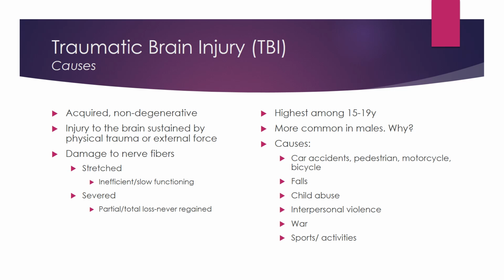So again, TBIs are acquired and non-degenerative, meaning that they don't progress over time, but it is injury to the brain because of a physical trauma or external force. The damage of a TBI really depends on how it affects the nerve fibers. Remember we said that nerves create a network, and each network is responsible for different roles. If you have a network that has been stretched, it means that path has gotten longer. It's going to take longer for that message to get from the brain down to the lips or the tongue, or from the brain to be able to put a sentence together.